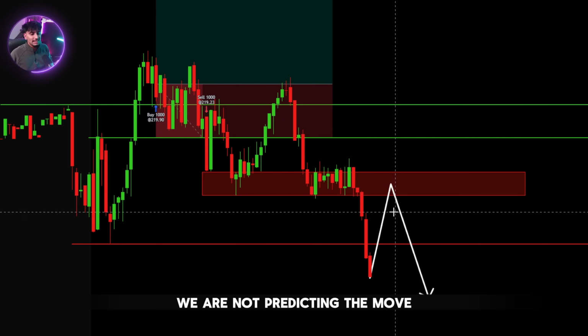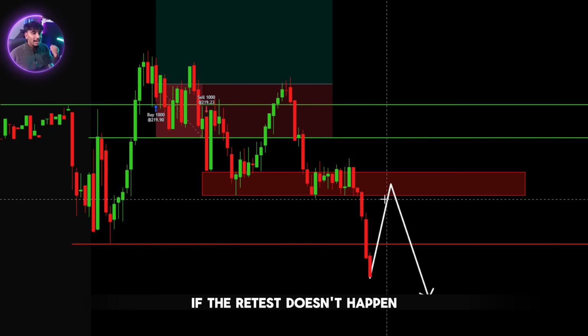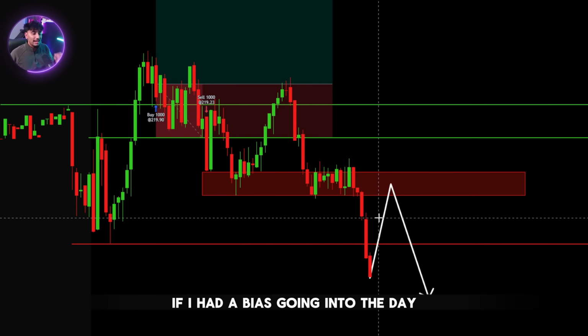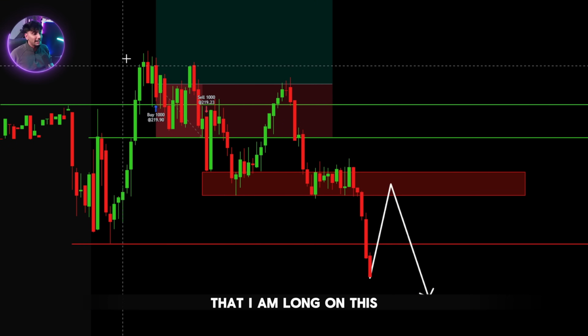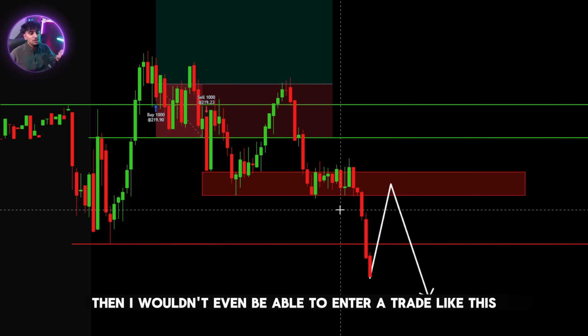The reason I'm showing you this is because we're once again reacting to the price action. We are not predicting the move. If this retest happens, then I will enter into the trade. If the retest doesn't happen, then I'm not entering into the trade. This is the thesis that we have. If I had a bias going into the day that I am long on this because it broke pre-market high, then I wouldn't even be able to enter a trade like this.